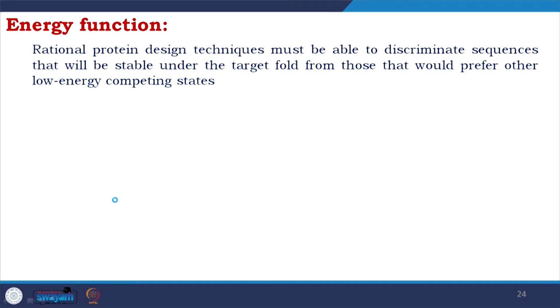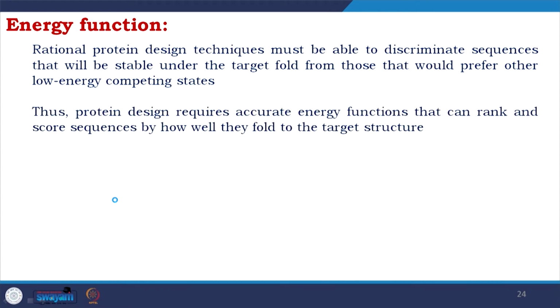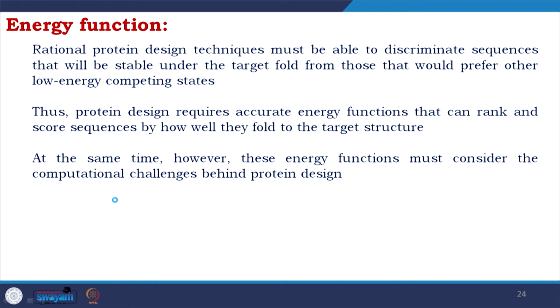Coming to energy function, rational protein design techniques must be able to discriminate sequences that will be stable under the target fold from those that would prefer other low energy competing states. Thus, the protein design requires an accurate energy function that can rank and score sequences by how well they fold to the target structure. At the same time, however, these energy functions must consider the computational challenges behind protein designing. So, the more accurate it is, the more complicated the calculations are, and the more time consuming it would be.